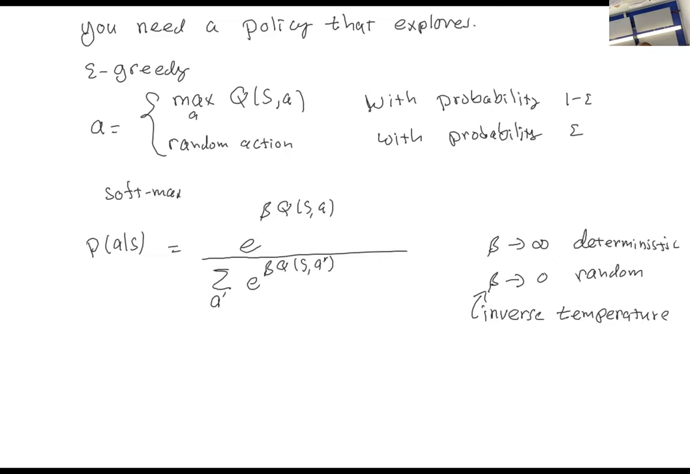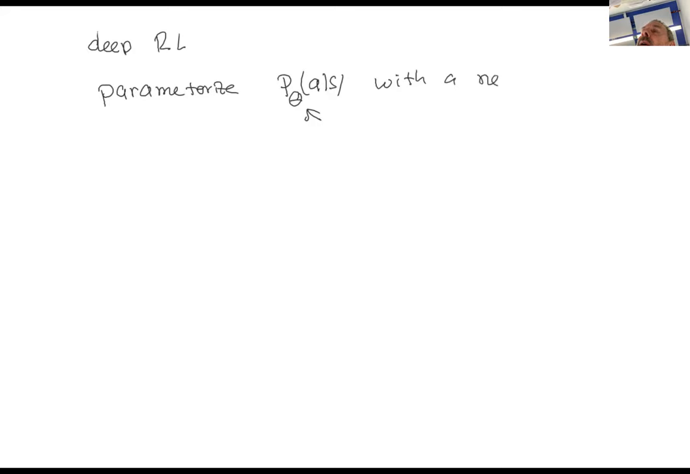The other thing you can do is basically directly policy gradient. This is something that's used a lot in the deep learning literature, sometimes called deep RL. So parameterize the policy P of A given S with a neural network. These are the weights of the network, theta. I don't know why people call it theta. This is what people use for AlphaGo, and they use it for Atari. You parameterize the policy, and you can take gradients.